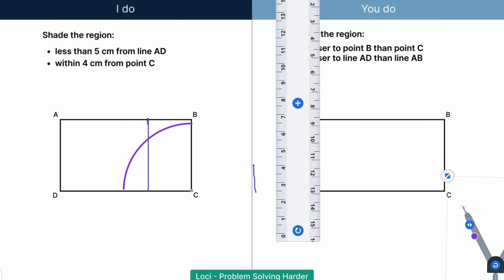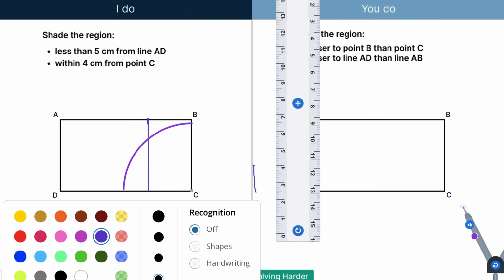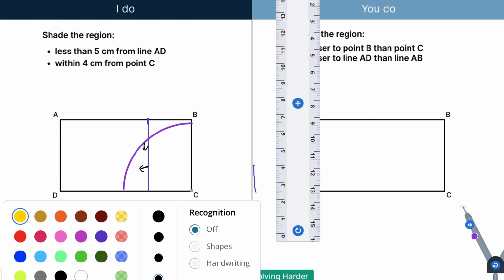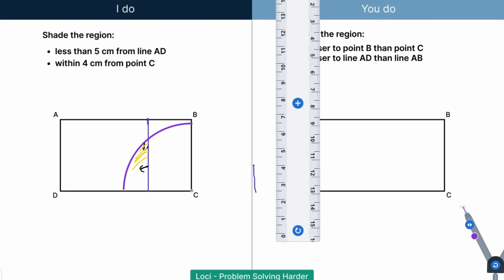So if I now move this out of the way, it's saying it's within 4 centimeters of C, but it's less than 5 centimeters from D. So what it's saying is it's this way, because it's less than 5 centimeters from D, but it's within 4 centimeters of C. So this is the region that we're interested in. So this is the region that we're being asked to shade.